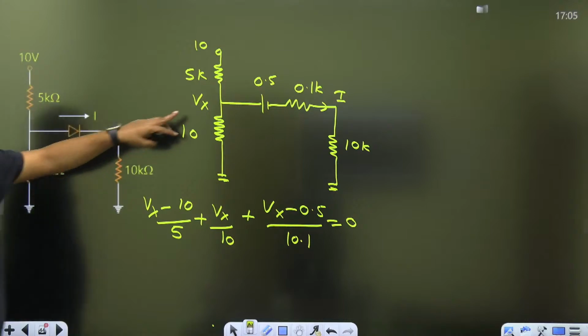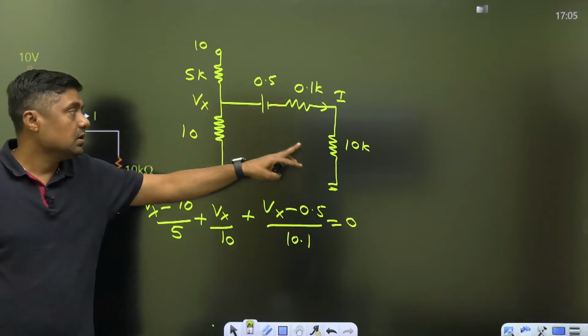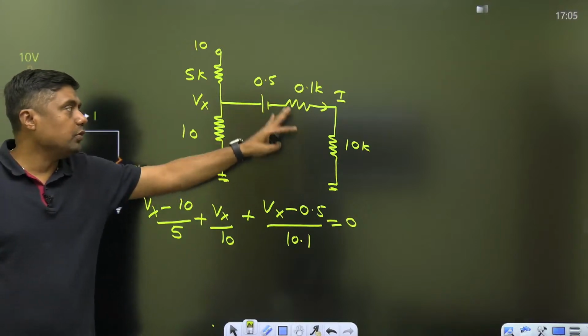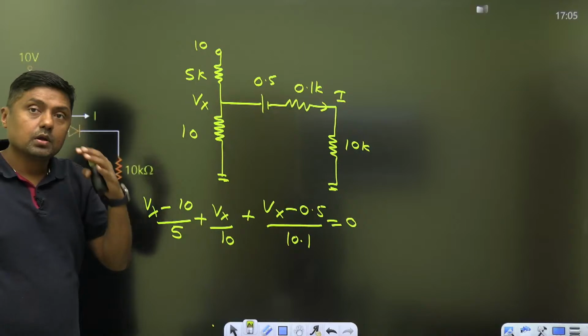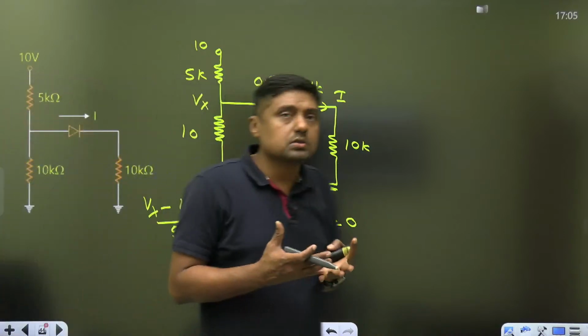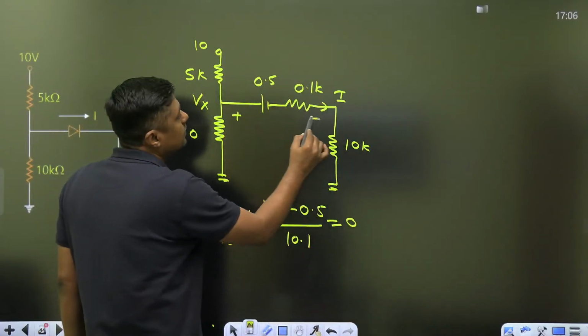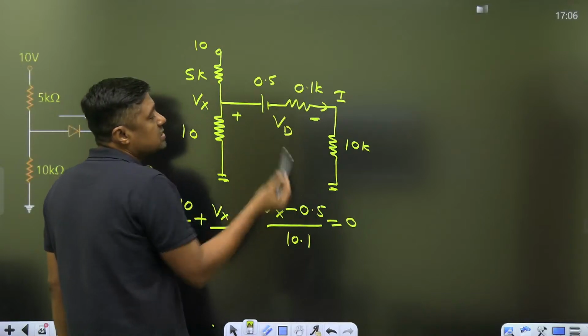Once you have the value of Vx, what is the current? Vx minus 0.5 upon 10.1 will give the value of I. Second question, what is the drop across the diode? If the drop across the diode is asked, always find the drop from this point to this point. This is called the drop across the diode.